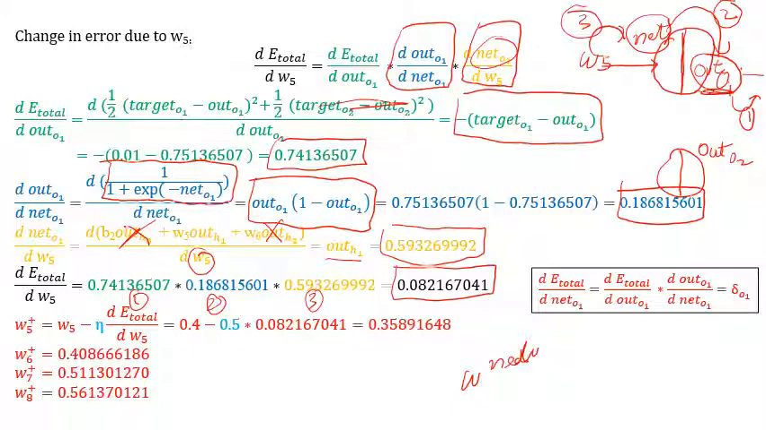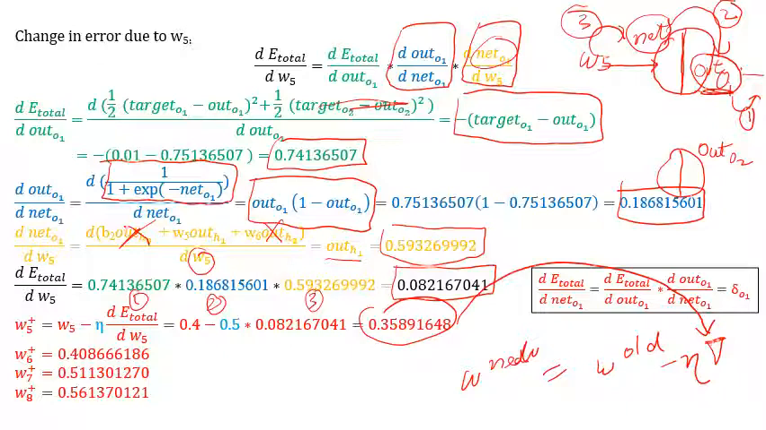The new w will be old w, whatever it was, minus eta and the derivative, right? And the derivative we have just calculated it. We plug this derivative into the equation. For now we take some value of eta, let's say it is 0.5, right? You can take some other value as well, that's not a problem.